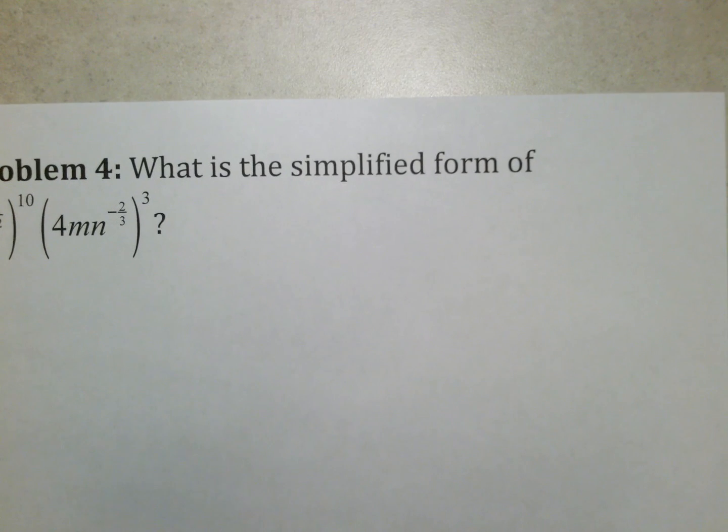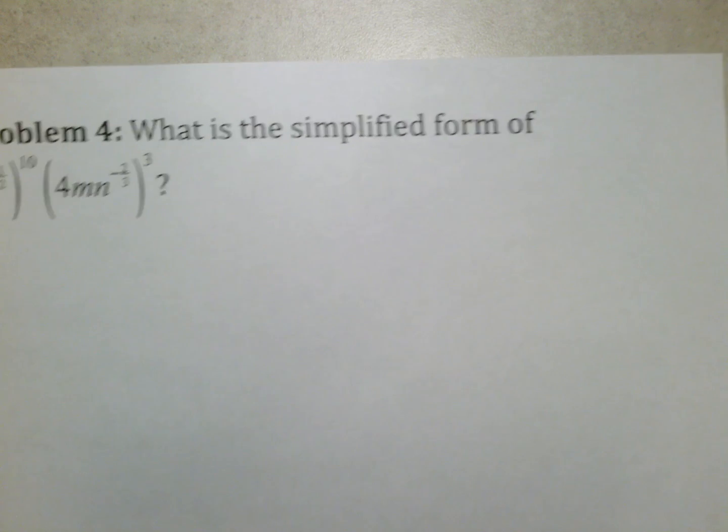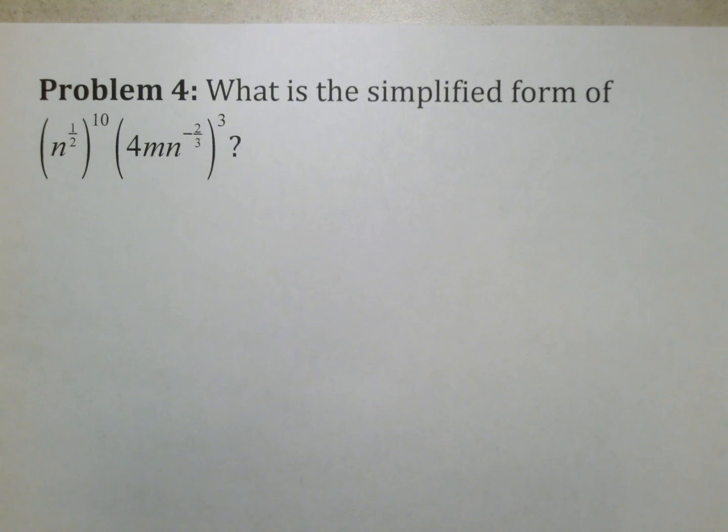You have to get used to that as you get close to geometry anyway, and so we might as well go ahead and knock that out. Problem number 4 is another tough one. It asks: what is the simplified form of n to the 1/2 going to the 10th times 4mn to the negative 2/3 going to the third?